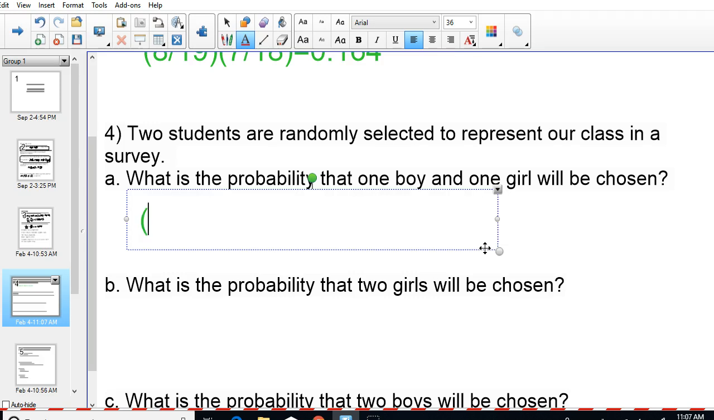All right, so the probability that we choose a boy would be 10 out of 19. And so that means there's 9 girls, but it would be 9 out of how many? 18 there. 0.263.